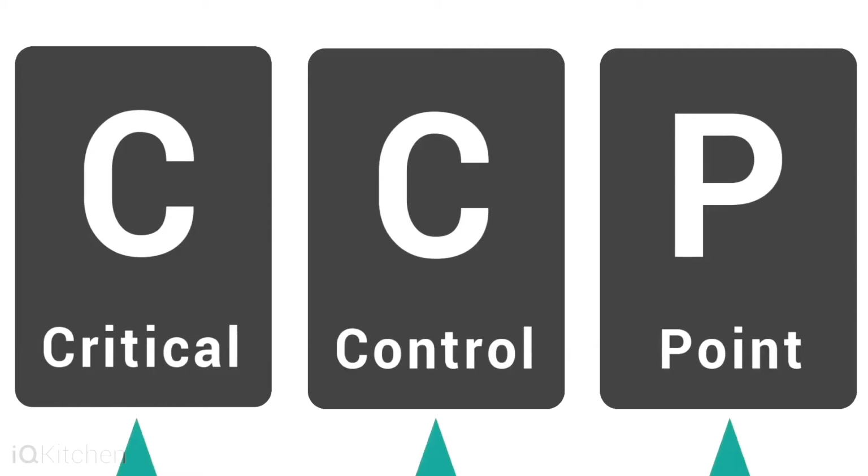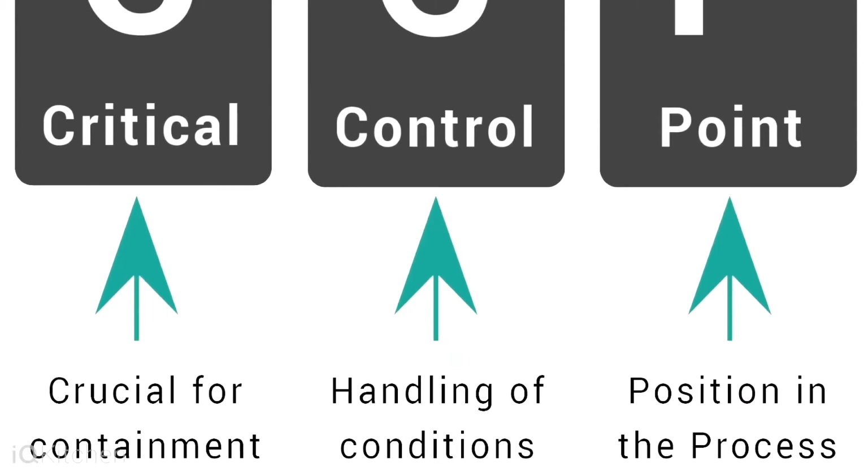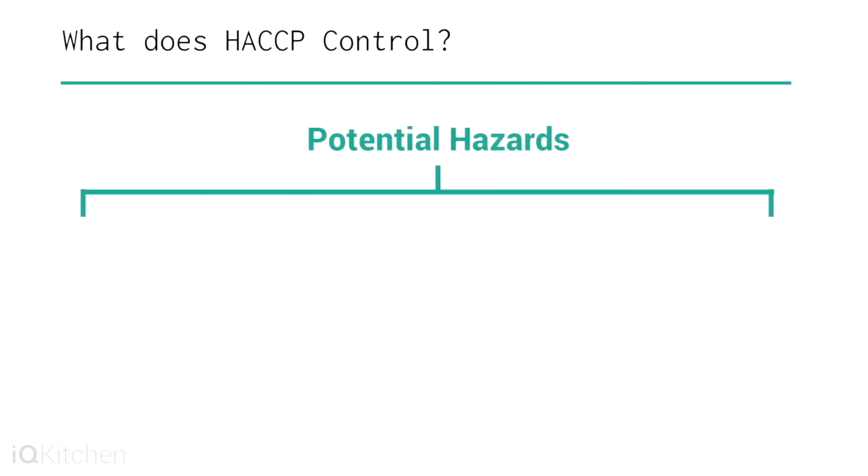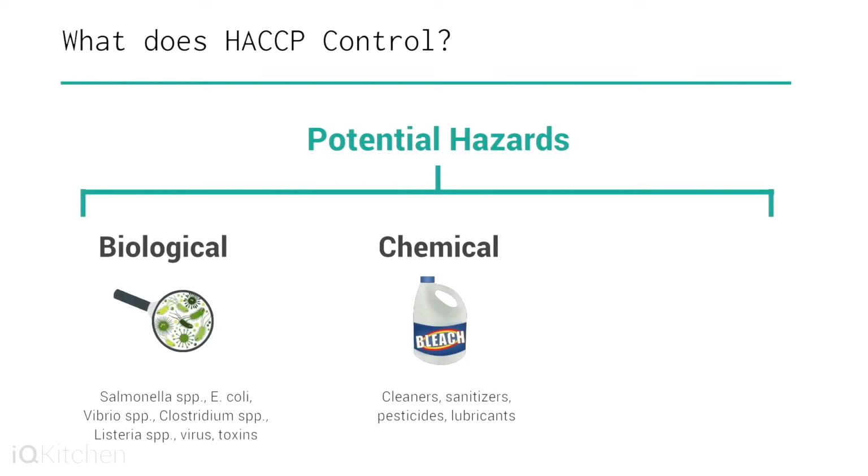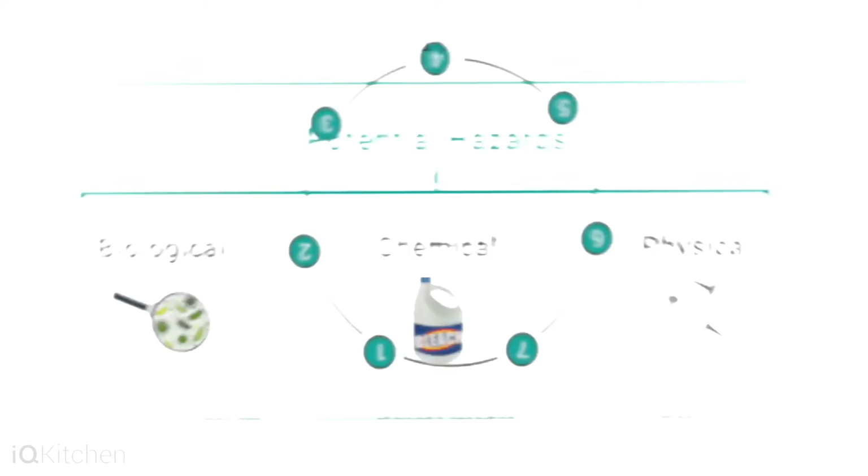A critical control point is a point, step, or procedure at which control can be applied and a food safety hazard can be prevented, eliminated, or reduced to acceptable levels. A HACCP system requires that potential hazards are identified and controlled at specific points in the process. This includes biological, chemical, or physical hazards. Any company can use HACCP to minimize or eliminate food safety hazards in their product.